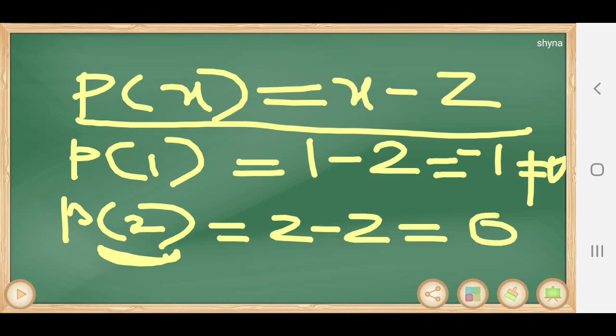That is, whichever value we give so that the answer becomes 0, that number is the zero of the polynomial. We have to substitute a value in such a way that the value of the polynomial is equal to 0. That much only you have to remember, dear children.